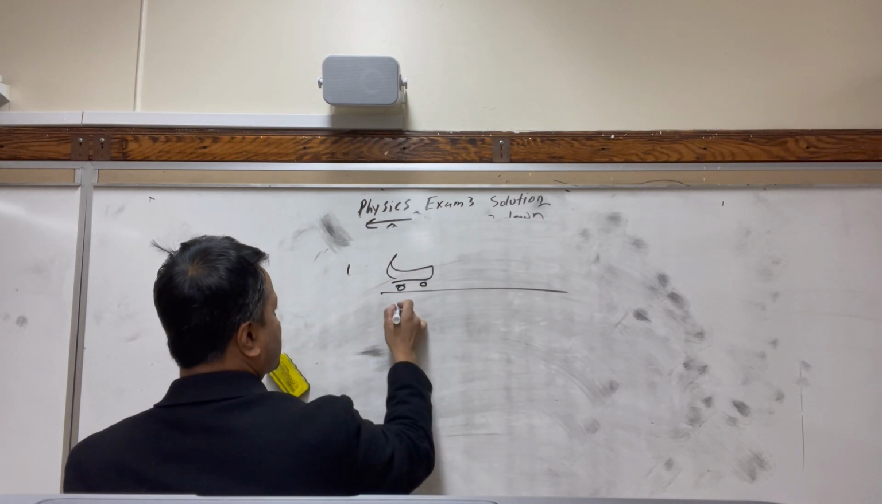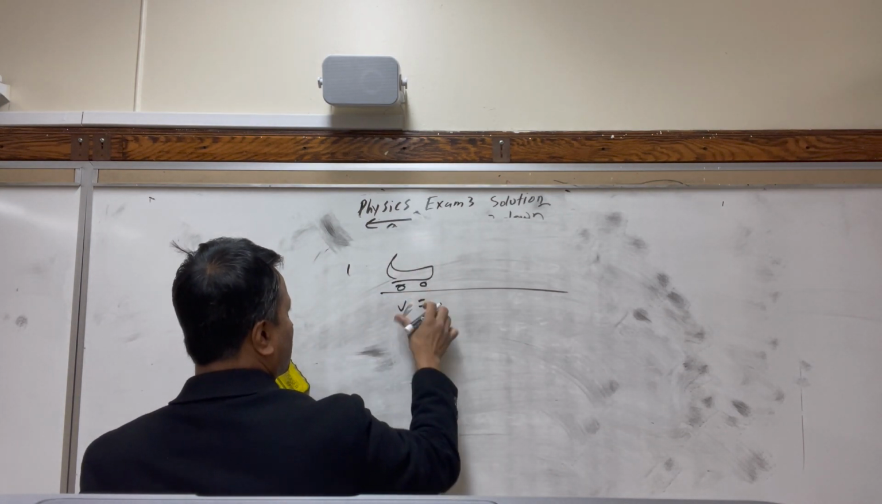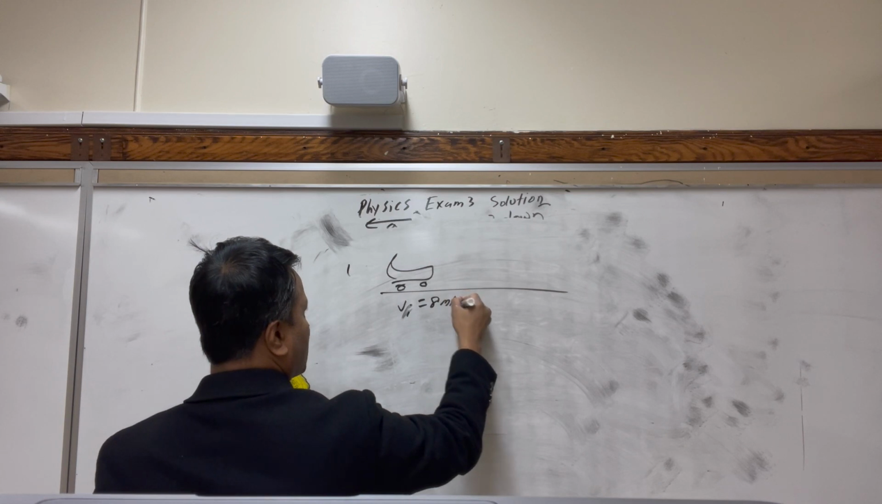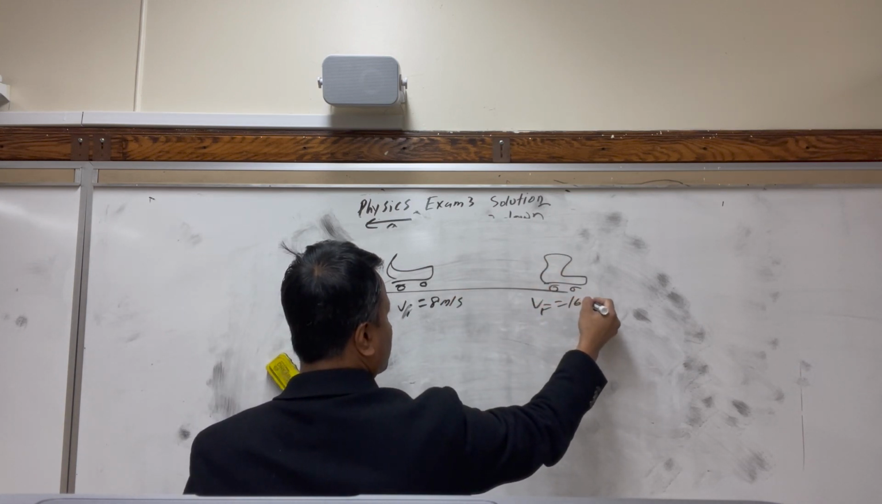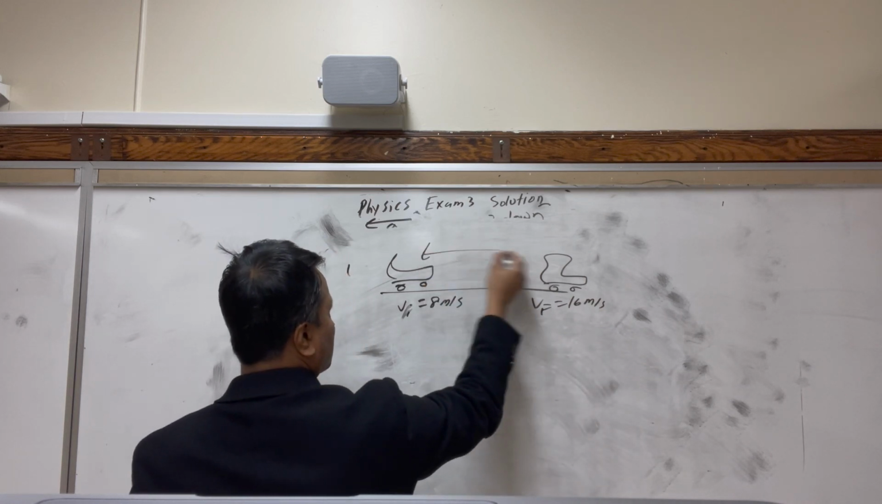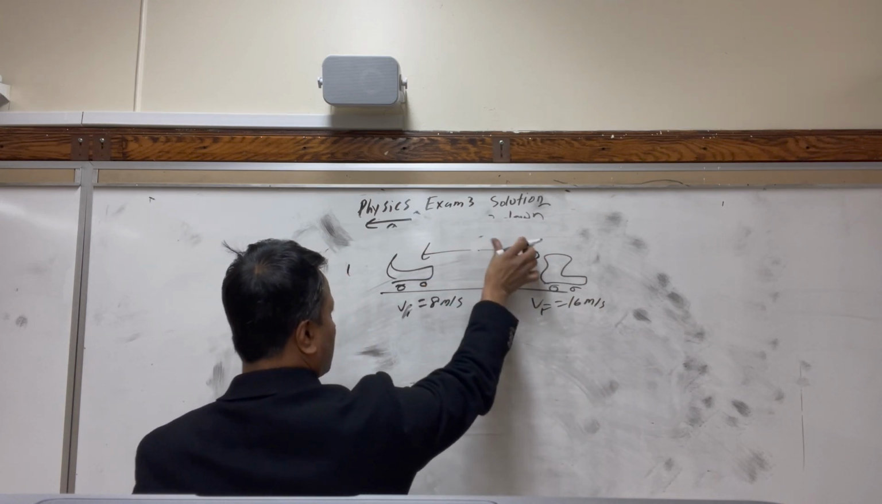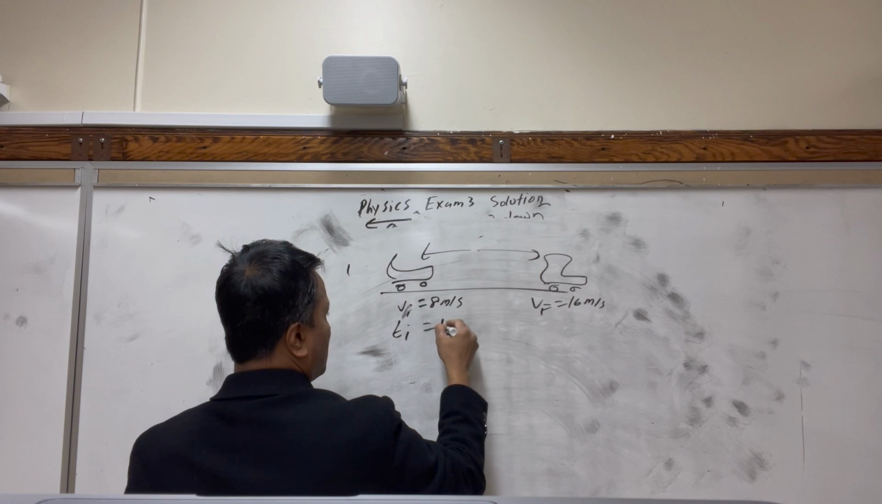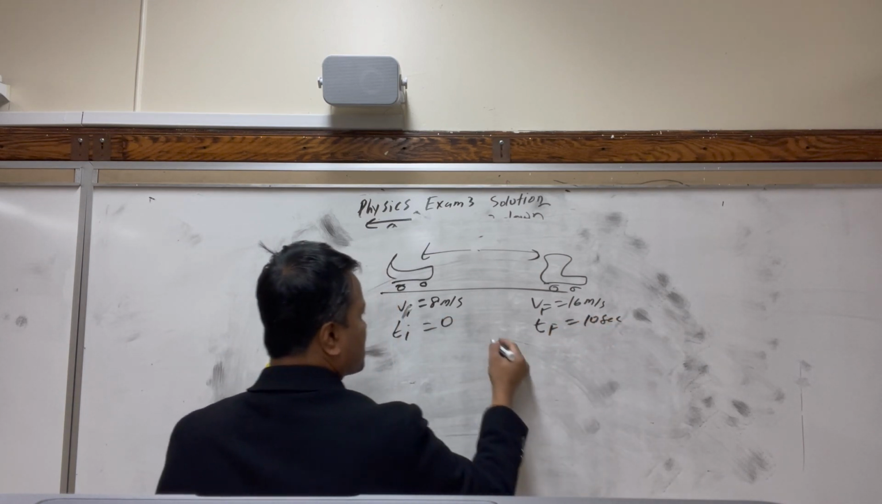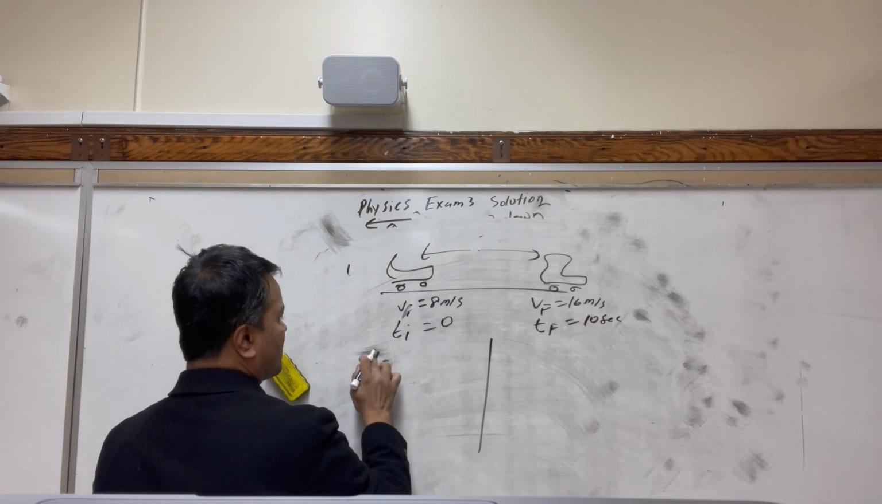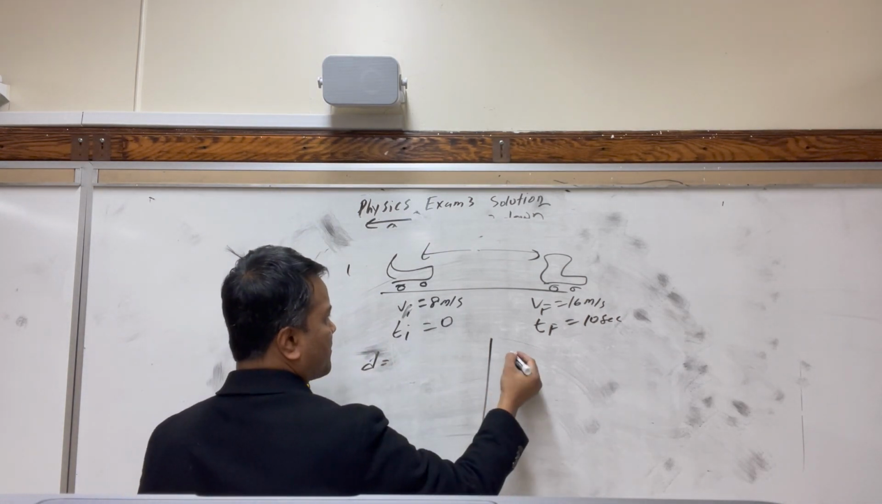Now the initial velocity is just the opposite. Initial velocity is 8 meters per second and final velocity is double, 16 meters per second, and let's say it takes only 10 seconds for the car to accomplish this speed. I want to find the d. So how can I find the d? Well, it's simple. First find the acceleration.